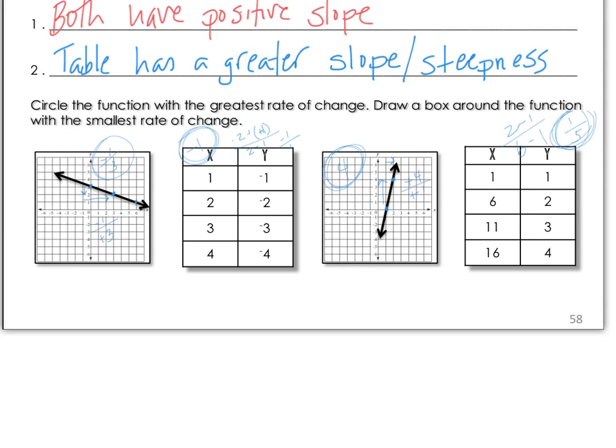The absolute value of negative 1/3 is just 1/3. The absolute value of negative 1 is just 1. If that's easier for you to think about, let's do that. I think it's obvious which one of these is the greatest rate of change.